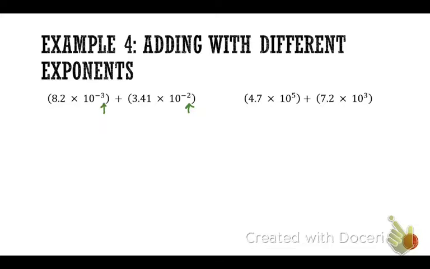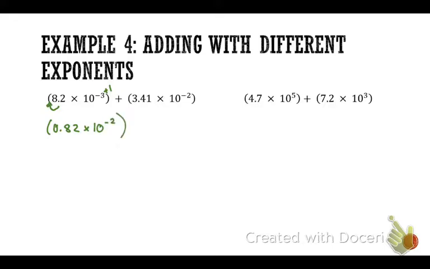So what do I mean by that? I want you to look at the powers. Which one is the lesser value? -3. Would you agree that -3 is less than -2? So I want you to increase the lesser one so it matches the greater exponent. My rule says if I increase my power, I must shift my decimal to the left. So you do need to change this and rewrite it. 0.82 times 10 to the negative second power.